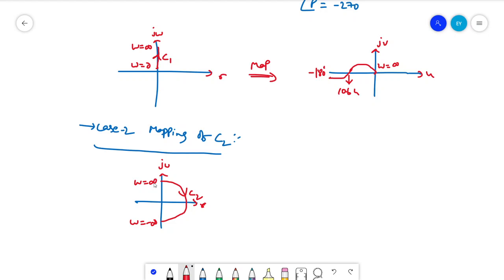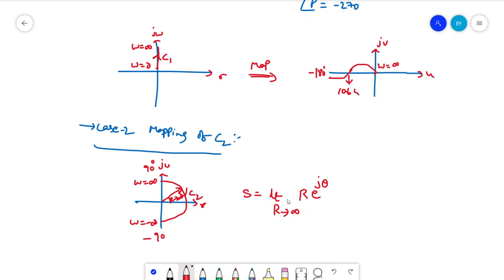So at infinity, what is the phase angle? The angle it is making is 90 degrees, right? Here 90 degrees, this is minus 90 degrees. Therefore, we can write the mapping of C2 from the S plane to the GH plane by obtaining the S term. S should be equated to, as R tends to infinity, S is equal to limit R tends to infinity, R into e power j theta.